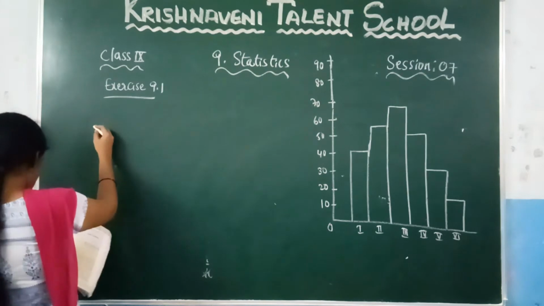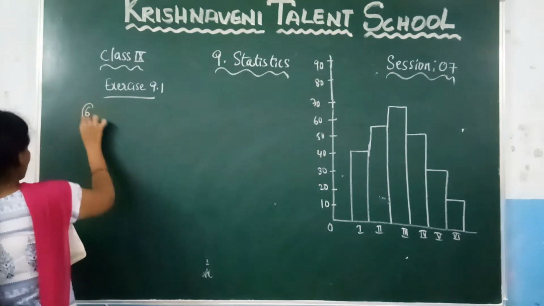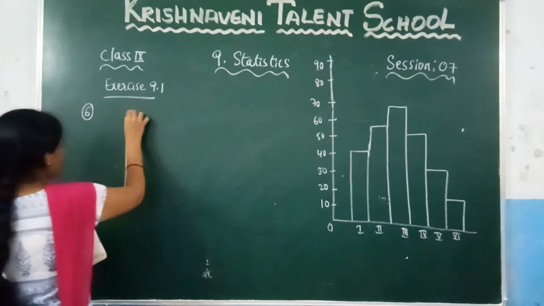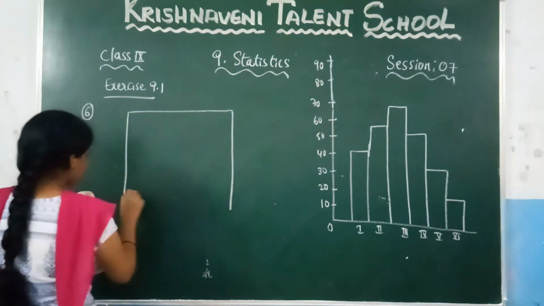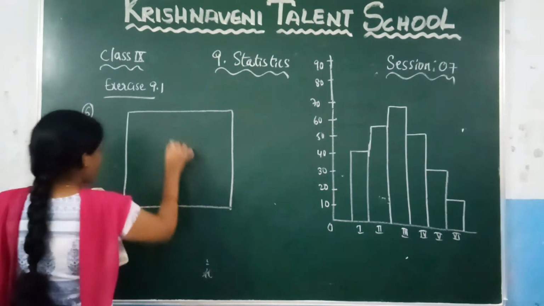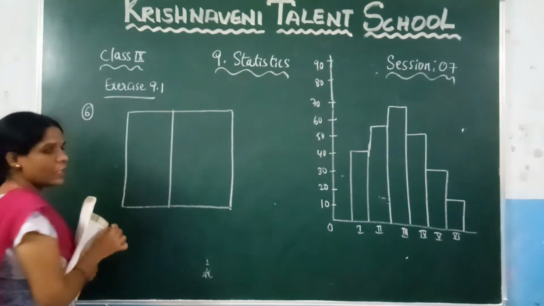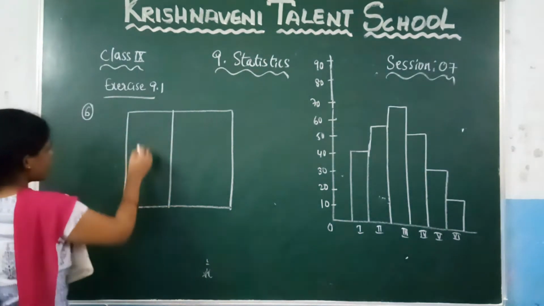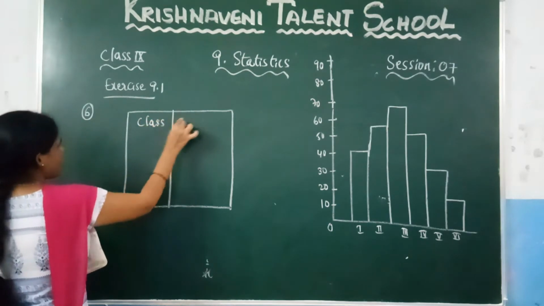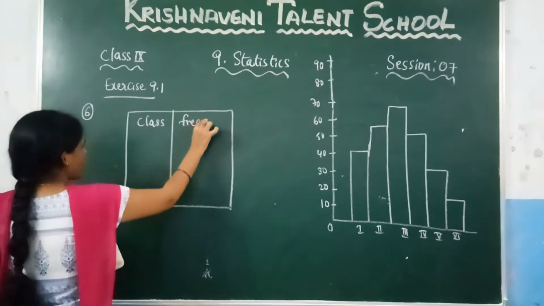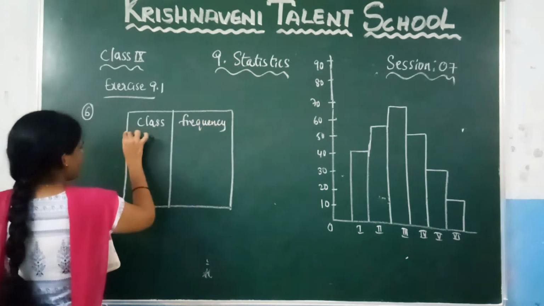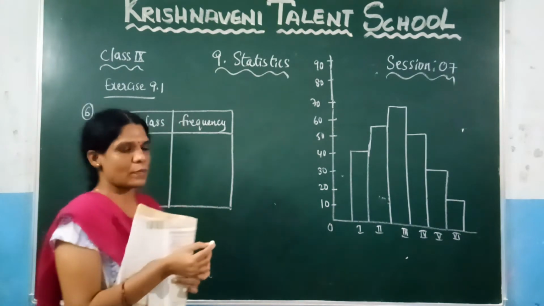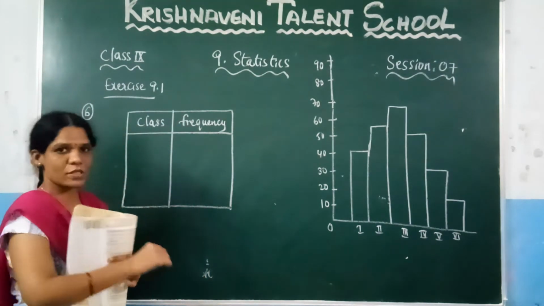So again, which question? Sixth question. Now to draw the frequency distribution table, first you need to draw one table, and here the first column will be the class. So write it here, the class. The second column will be the number of students, or you can write it as the frequency. And in the third column you can write the tally marks. I am not writing that one because you can write it.